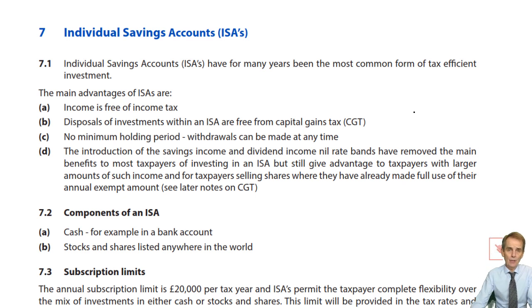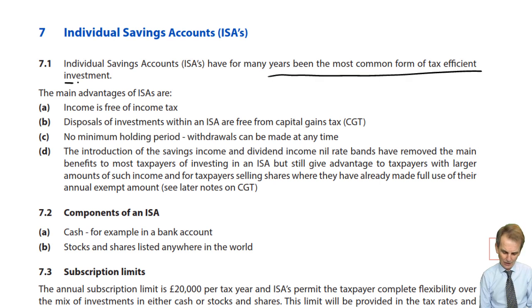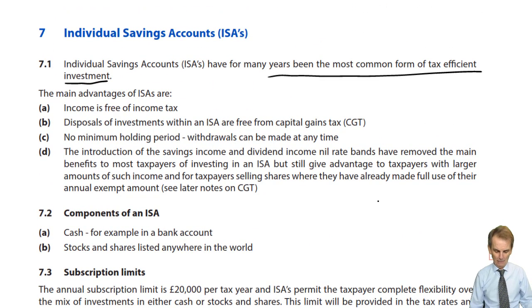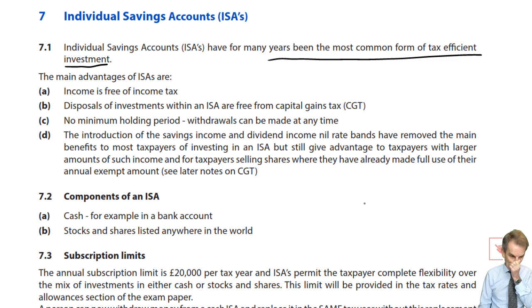Okay, on to individual savings accounts, ISAs. Now, you've actually seen reference to this back in chapter 2. Might seem like a long time ago now, but we saw it in a list of exempt income. Income from an ISA, an individual savings account. For many years, the most common form of tax-efficient investment.